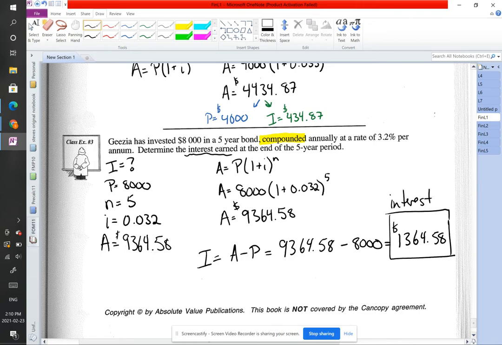Okay, that is going to be it for our compound and simple interest notes.